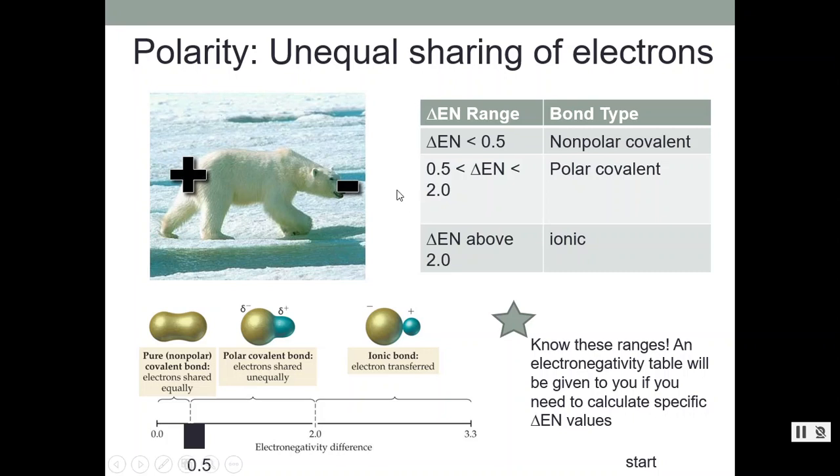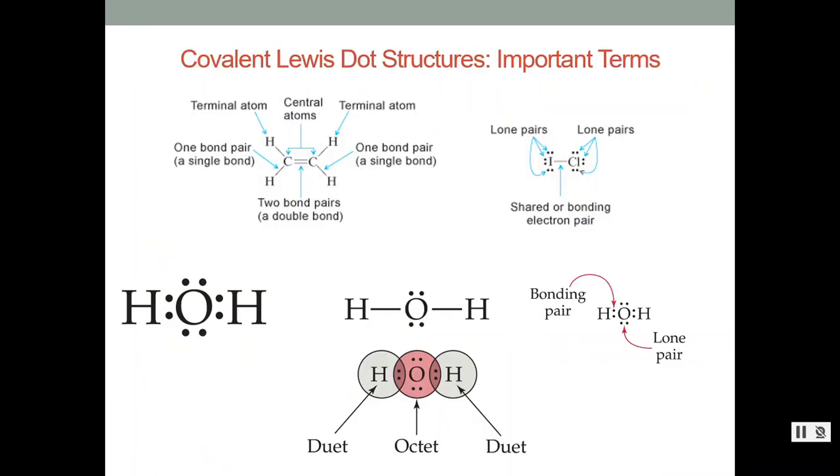So you should be able to, given a periodic table or given an electronegativity table, calculate the delta EN for a particular bond, and you should memorize these ranges as guideposts to help you determine if a particular bond is nonpolar covalent, polar covalent, or ionic. In the next video, we will start to talk about some terms that are important with regards to Lewis dot structures, and then we will actually start to draw Lewis dot structures for molecules.